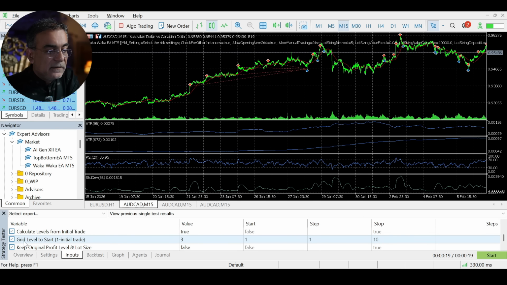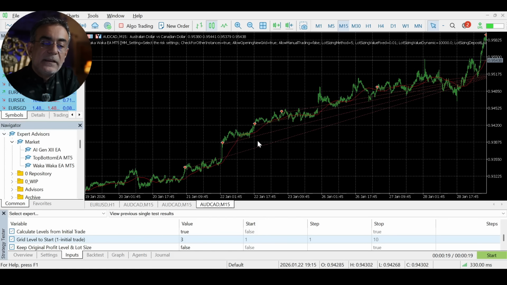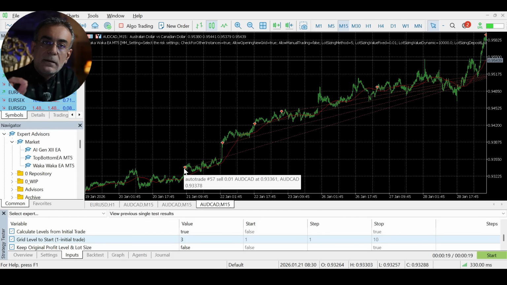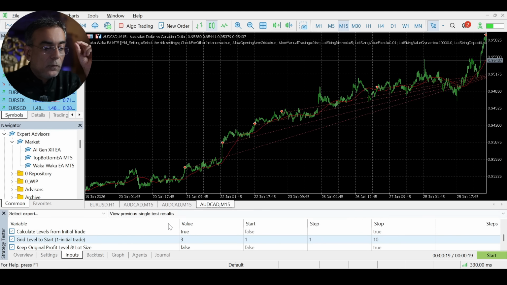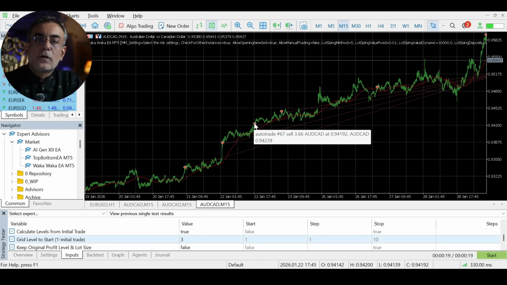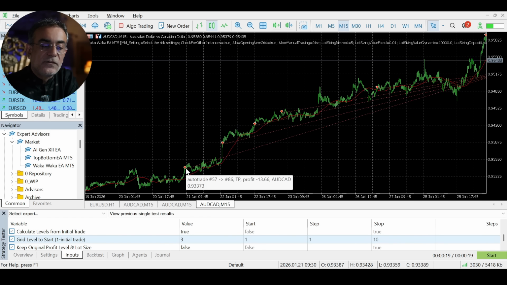But if you set the grid level to start as a different value, then the EA still places a bookmark, but with the minimum lot, 0.01. For the second level, it is still 0.01. Only from the level that you specify does the actual lot sizing start, 3.66. So you don't put 3.66 already here.